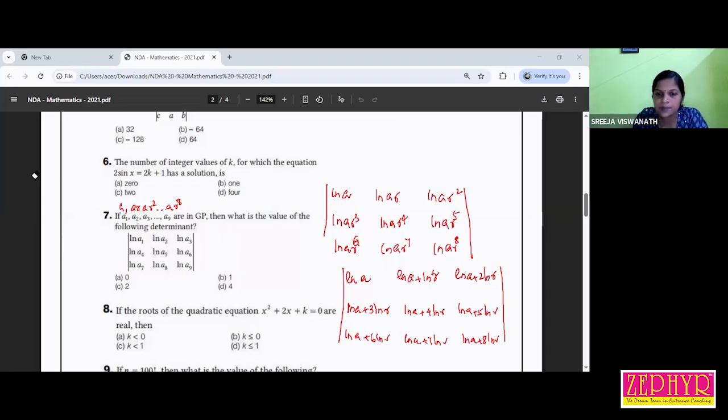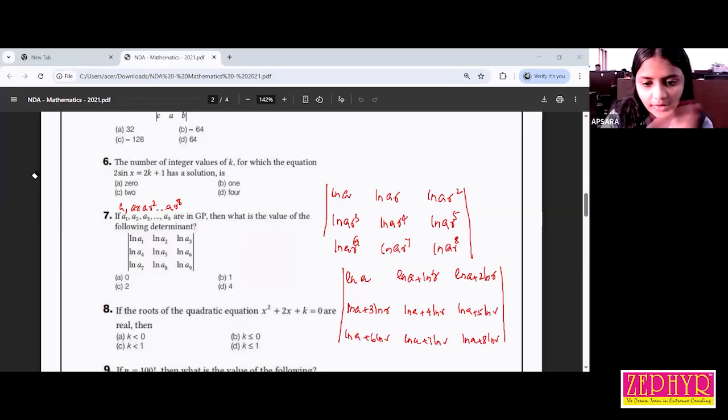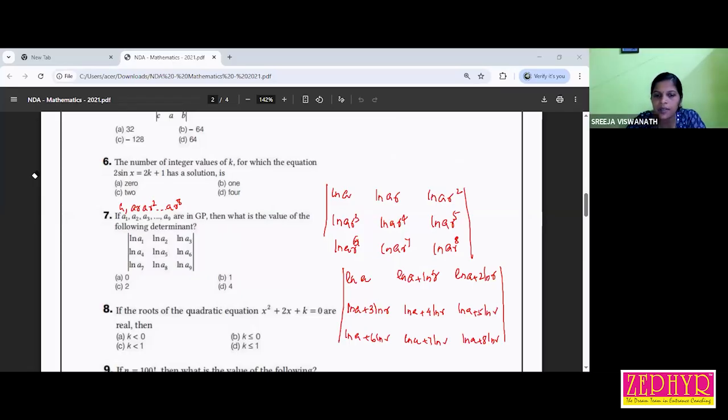What is the next step? Log and what? Log A can be taken outside, okay? Log A can be taken outside, remaining 1, log A from each column. Right? Log A the whole cube will come.